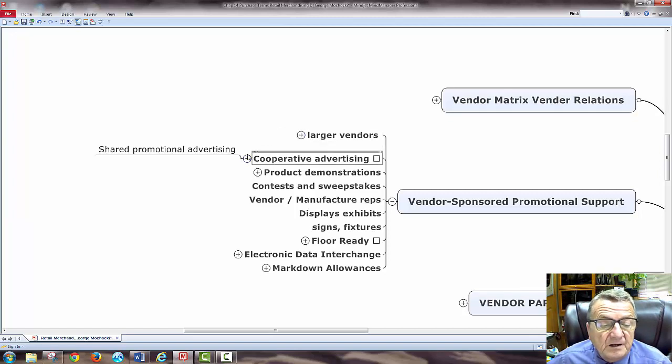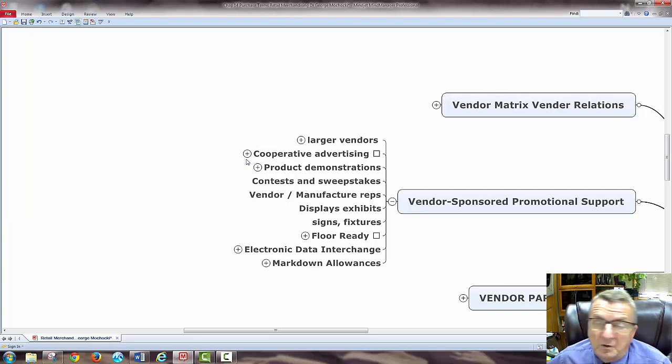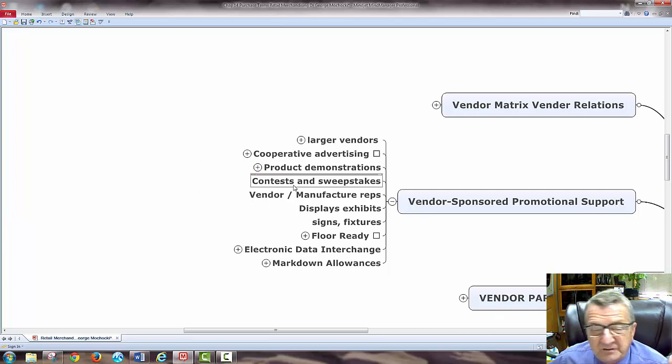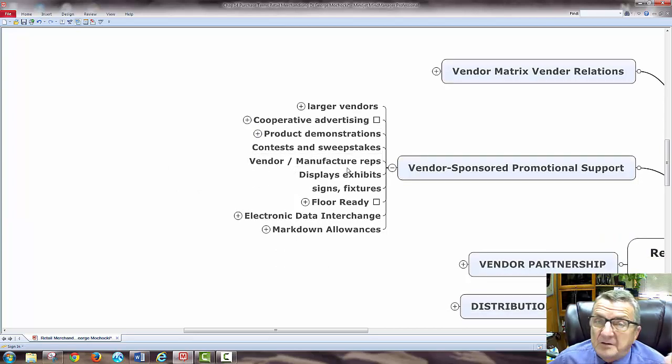They do cooperative advertising. We mentioned before in the earlier chapters, shared promotional advertising. Hey, I just got to put the logo on it, but I get name recognition. Product demonstrations. They will have their vendors or somebody else setting up the booths and showing the products to your customers or to your staff so they could adequately show it to your customers or train your customer base if needed. Gift with a purchase is kind of always nice. It's not bribery at a certain amount. If in question, talk to your manager. Purchase with a purchase, okay? And then you have contests, sweepstakes, vendor, manufacturer reps.